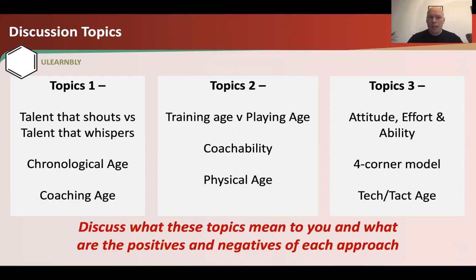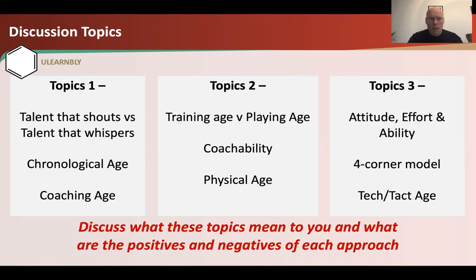Topic one would be, what do we mean by the talent that shouts versus talent that whispers? So what do we mean by that? What are some of the positives and negatives? So what are the trade-offs of that? What is a positive? So talent that shouts is the obvious. Everyone can see that individual's talented. What about the talent that whispers? How do we see them? Do they get missed? And what are the advantages and negatives of those things? So talent that shouts versus talent that whispers.